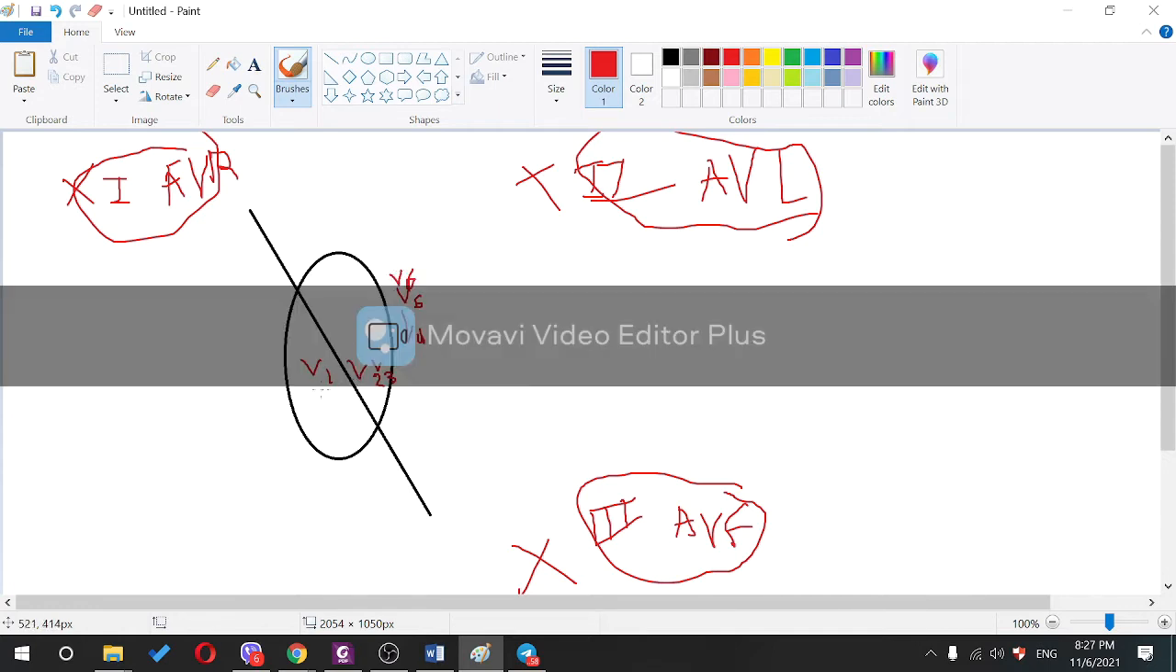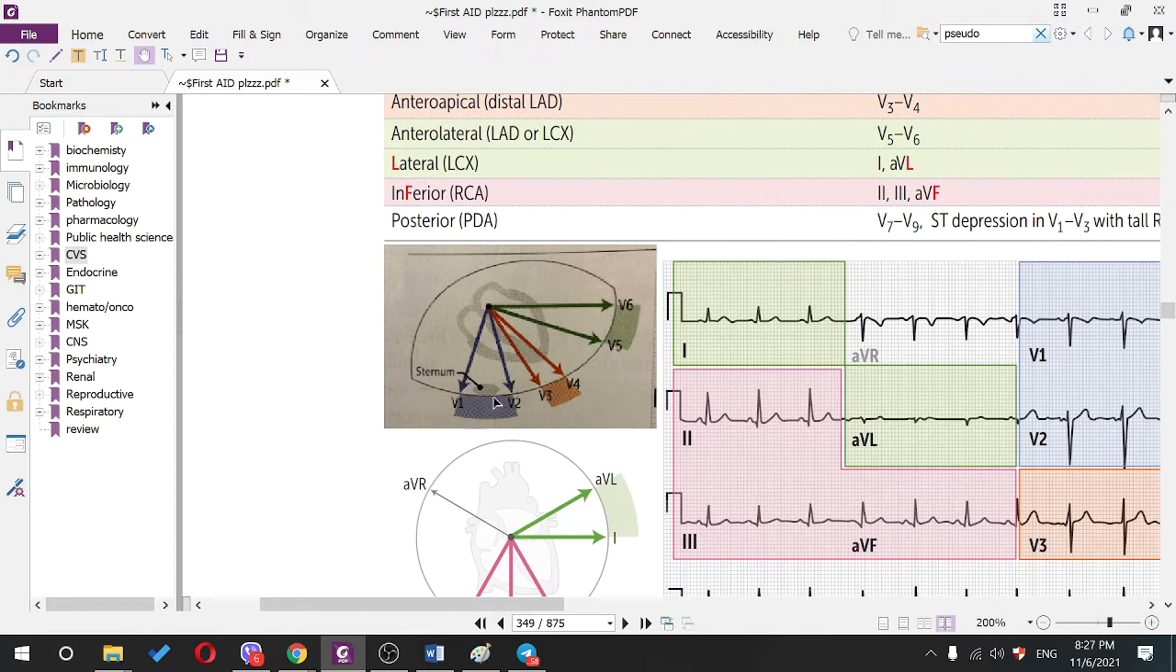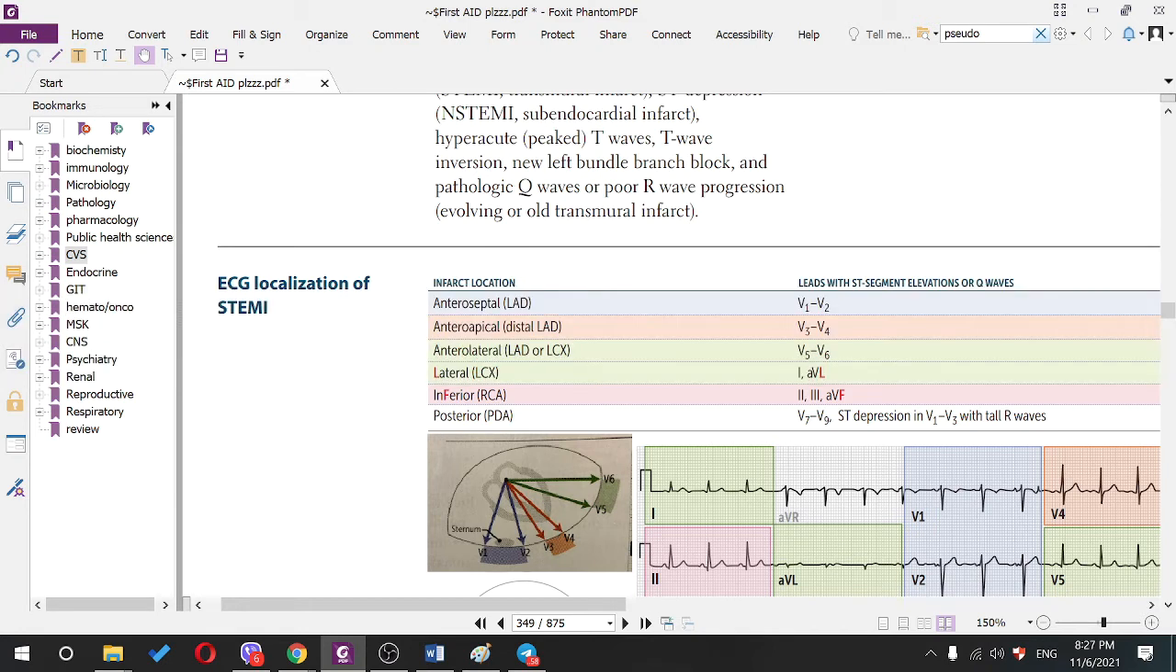Okay, so these 3 are looking at the heart anteriorly. These ones are looking at the heart laterally. Let's take a look at the heart. So here we have anteroseptal leads. They are looking at the heart anteriorly from here. As you can see, it's like V1, V2. They are looking at it anteriorly. Okay, so what about the next one? Well, this was the anteroseptal. They are looking at the septum of the heart. While the anteroapical, they are looking at the tip, the apex of the heart. That's V3, V4.